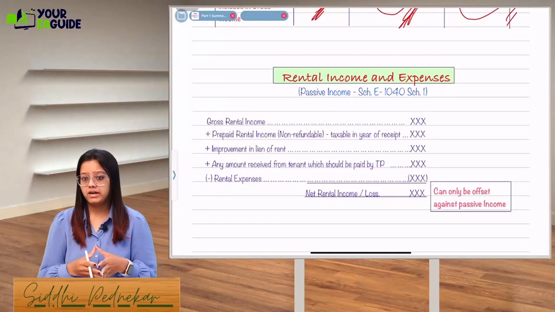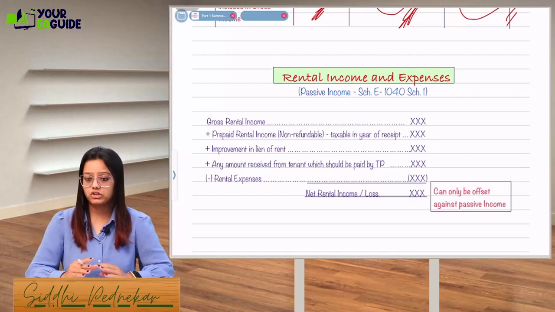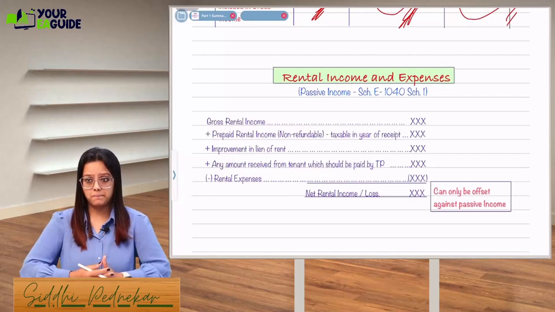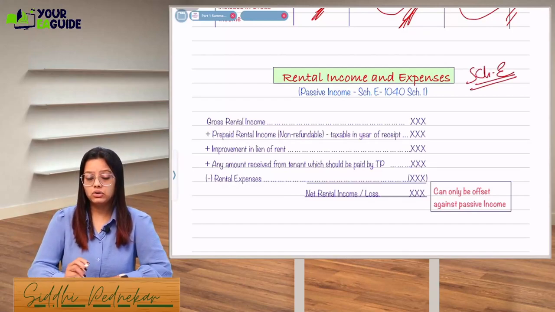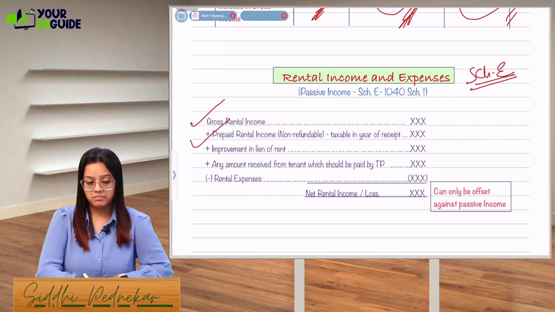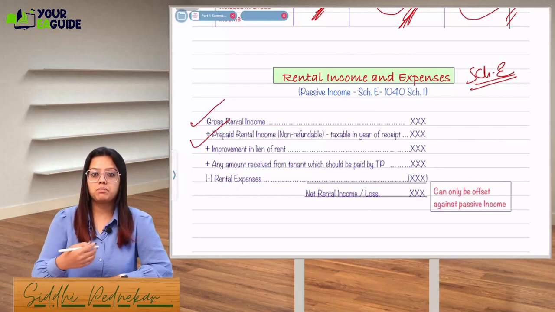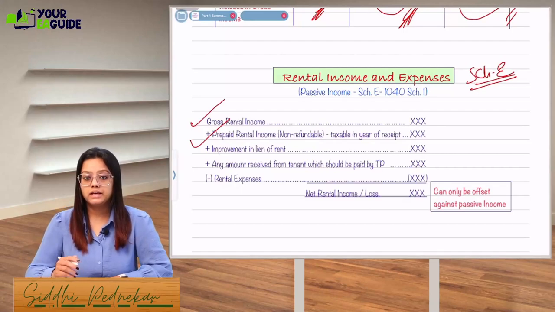Rental income. See, rental income is very simple. You have to check that when you receive rent income, you have to make it chargeable to tax in your Schedule E. Schedule E will show all your gross rental income, any prepaid rental income, right? Non-refundable deposits are there, plus any improvements made in lieu of rent.